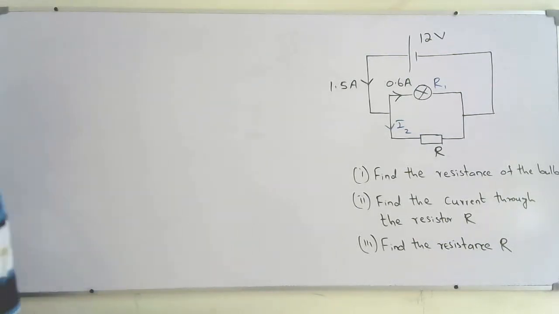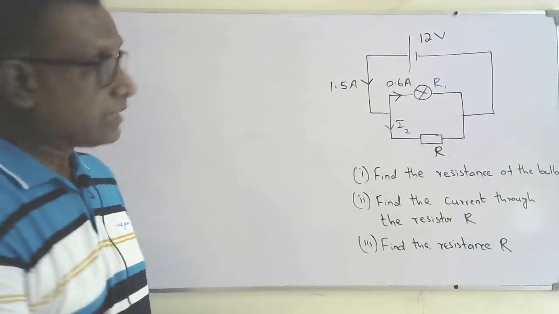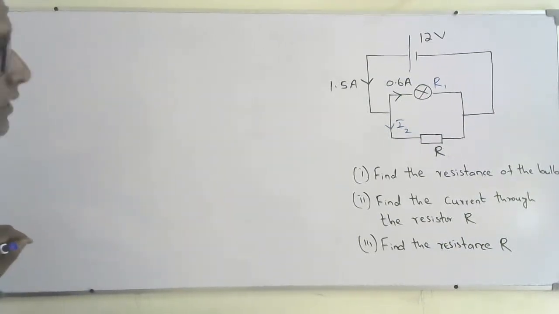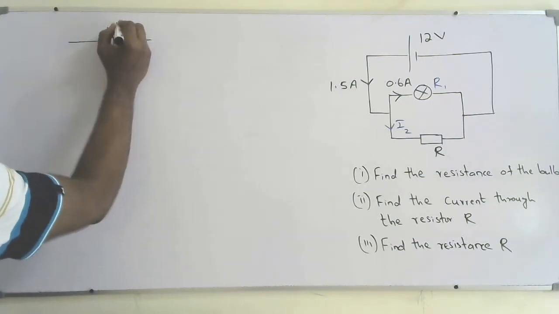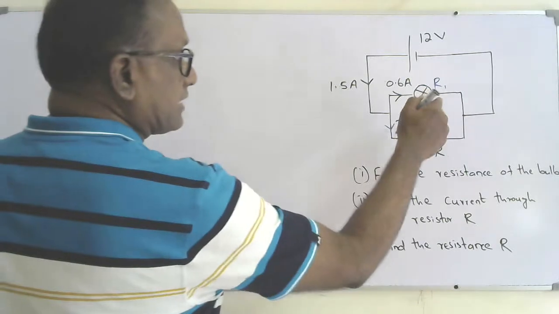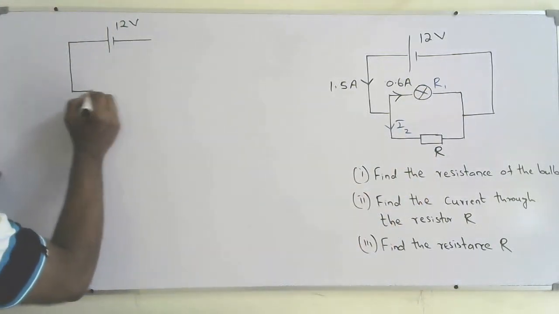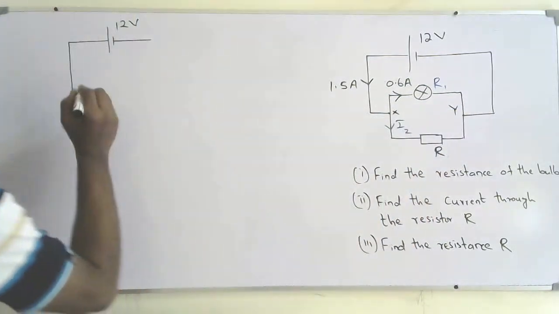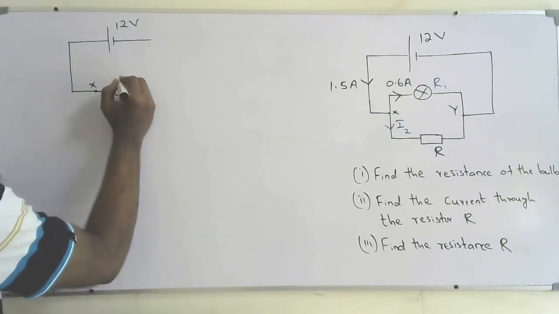So you can see that the current flow from the power supply is 1.5. The EMF of the power supply is 12. So I can imagine the circuit like this. This is the power supply, 12 volt. And the equivalent resistance of the bulb and the resistor R, if I say these are the junctions X and Y, I can imagine across the junctions X and Y, an equivalent resistance R naught is connected.